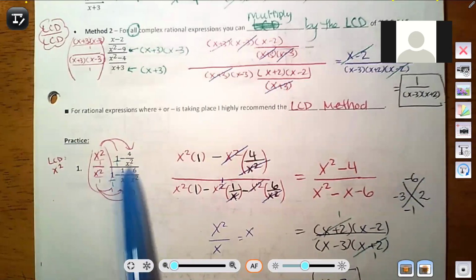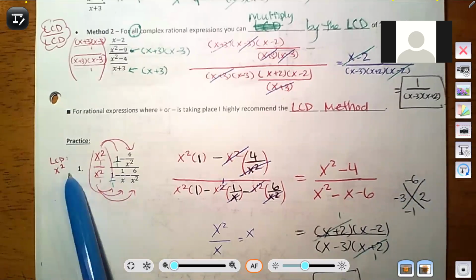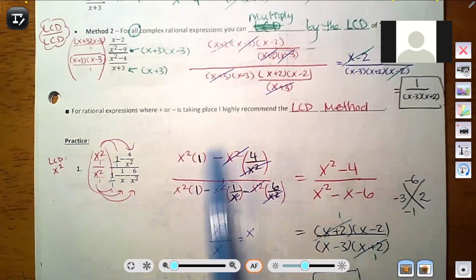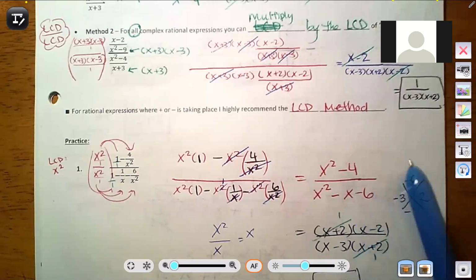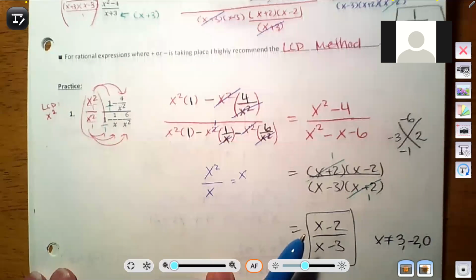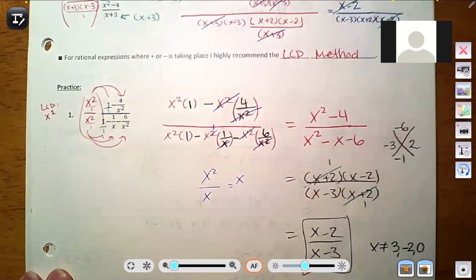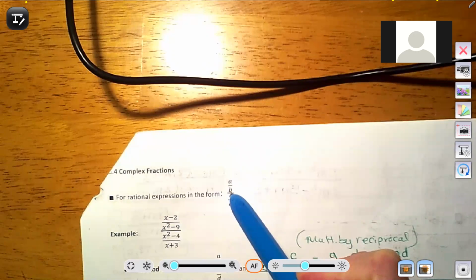So if I multiply by the lowest common denominator of my denominators, 1, 1, x squared, 1, 1, x, and x squared, it's x squared. So I do it to each of my terms, and then I don't have any more fractions in the numerator or the denominator. So it's a standard fraction now. So it went from complex to a regular fraction. At that point, you factor and cancel any common factors. So the multiplying by the reciprocal method really only works if it's something of this format, where you have a fraction over another fraction where you don't have separate terms.